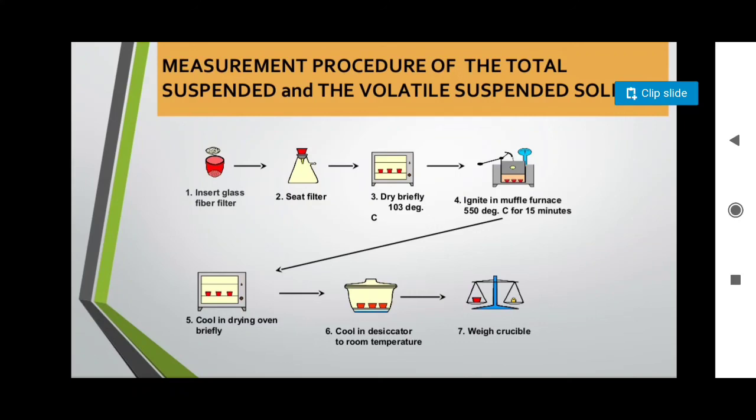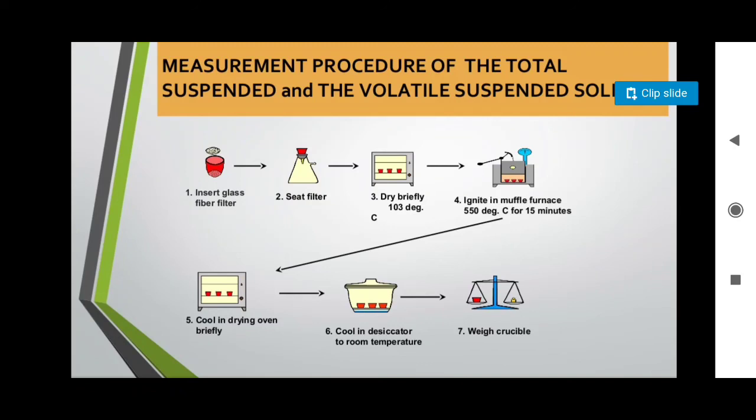What does the desiccator do? A desiccator is basically something in which the sample is put so that it can dry at room temperature, and side by side it does not get water from the moisture that is present in the room. So when we dry the sample, or when we are cooling the sample, we put it in a desiccator at room temperature so that it does not absorb moisture from the room condition.